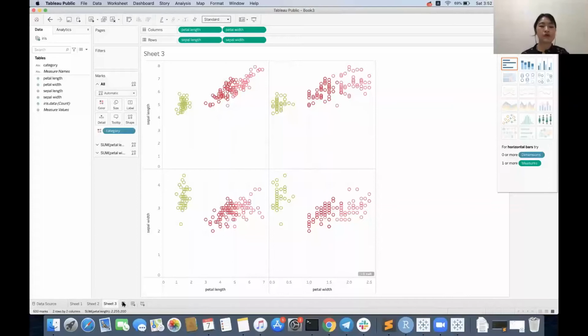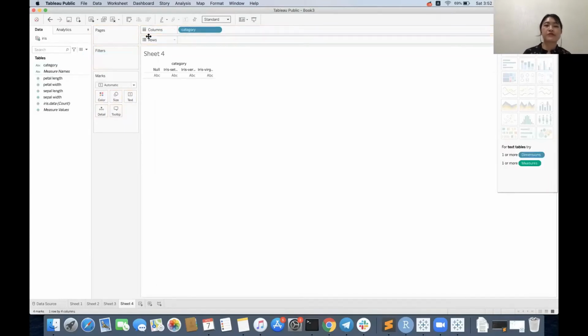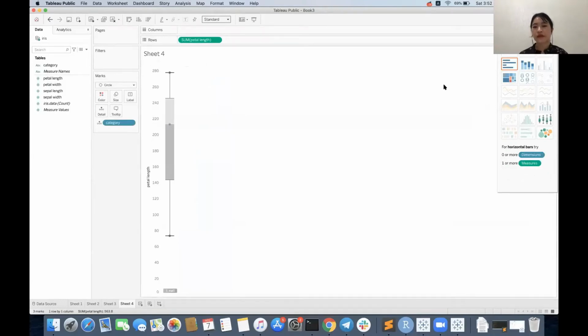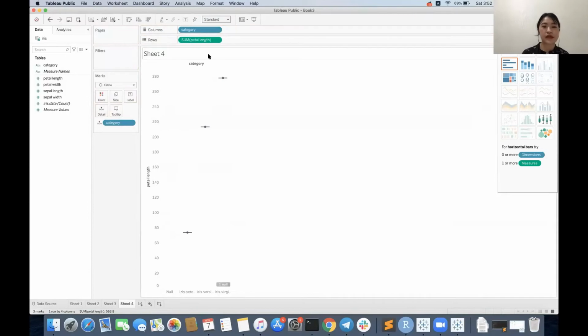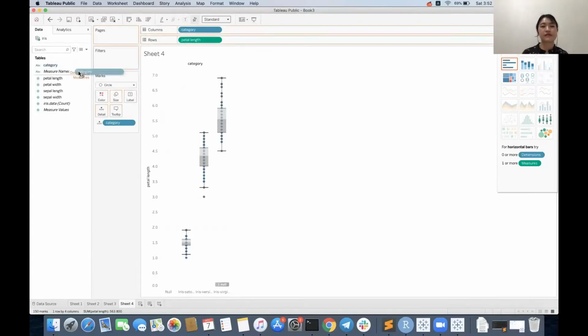And the last one is how to build the box plot. If we want to know the quantile, we may need to use the box plot. So if we want to see the category and its petal length quantile information, we can just put the category into columns and then use the petal length into rows. And we can just change to the box plot. Oh, the categories disappear. And we just pull it again. And then it is also the aggregation data, so we need to cancel it. So we need to click Analysis again and just click Aggregate Measures again. So you can see like this. And we just can give it the color. And then that is the box plot.